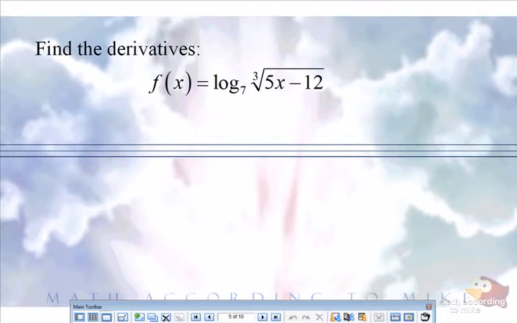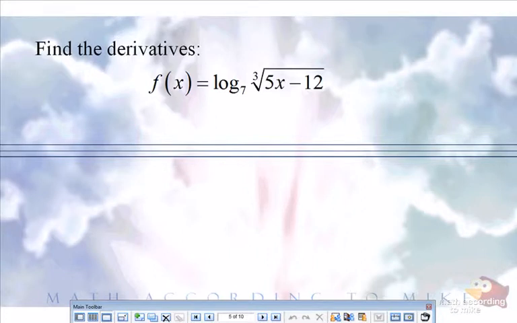Find the derivatives. Apparently there's more than one, they're just hidden. F of x is log base 7 of the cube root of 5x minus 12. One trick we've been learning is, if you simplify the main function, you may have less work to do. So like on your last worksheet, you could possibly avoid the quotient rule, which is a hassle, and write it as a product instead, which isn't that bad. Okay? So this function can be simplified.